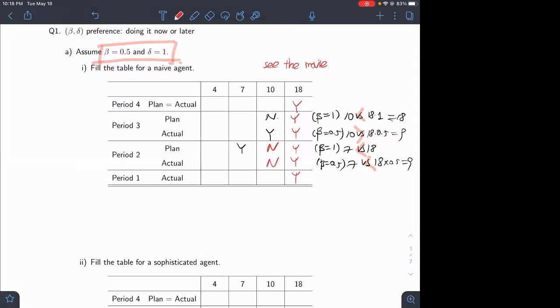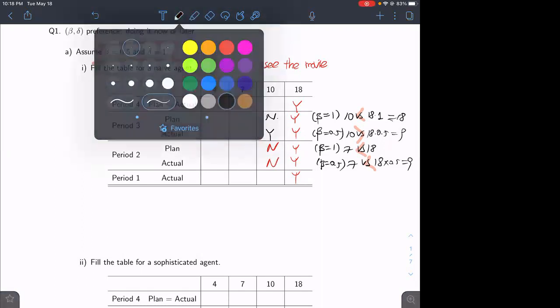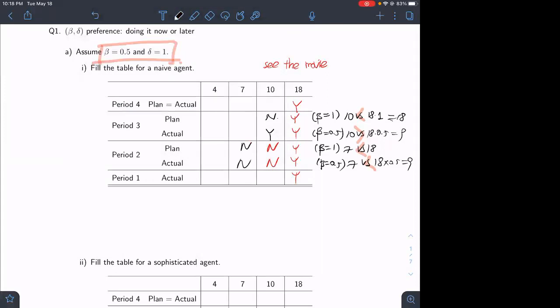No. And then, no. This one should be no. Oh, I'm sorry. Let me use color black. No, no. Oh, I'm sorry for making a mistake.